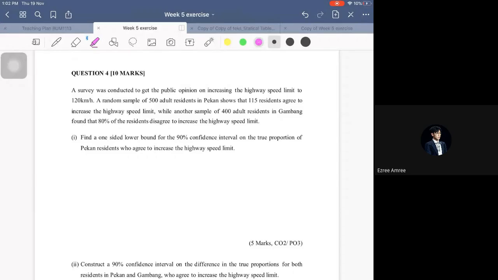So this is going to be our first people that we sample from, which is 500 adult residents in Pekan. It shows that 115 residents agreed to increase the highway limit. So 115 residents agree. While another sample of 400 adult residents in Gambang found that 80% disagree to increase. So that is a contradiction over here.